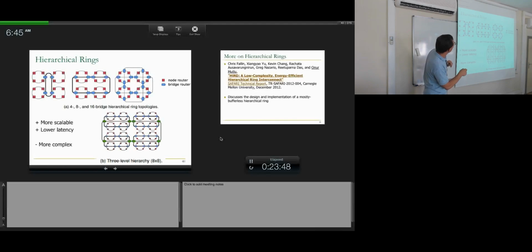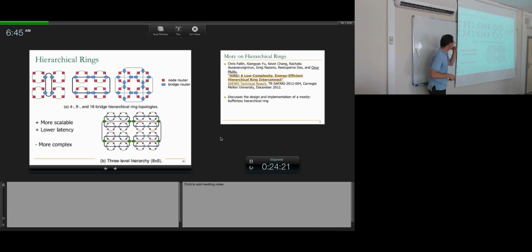And you can add more bridge routers if you want to scale this. So it turns out, if there's a lot of communication across rings, you would like to scale this global middle ring. And how do you scale that global middle ring? By adding more taps as to where it can tap into the local rings. And this is the most complicated one. This is still 16 nodes, but you have a more complicated 2 global rings that are connecting the local rings. And this is a 3-level hierarchy that has 64 nodes, if you will.